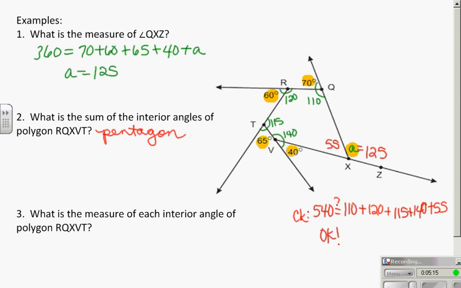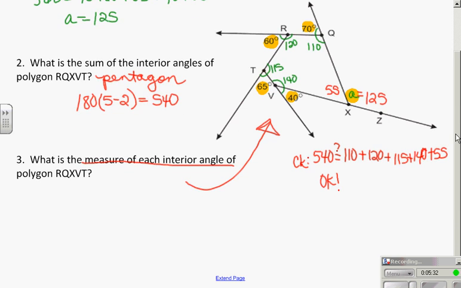The sum of the interior angles of the polygon, it's a pentagon. And if you don't just remember at this point that a pentagon is 540, we take 180 times 5 minus 2, which is 540. And then we ask for the measure of each interior angle. Because we worked on the picture, that one is already done.